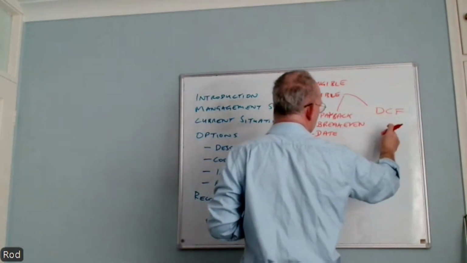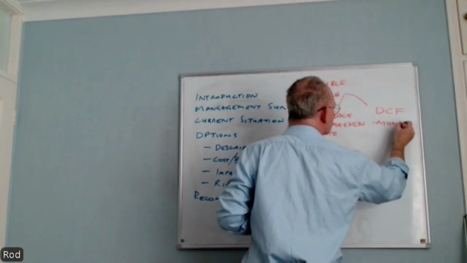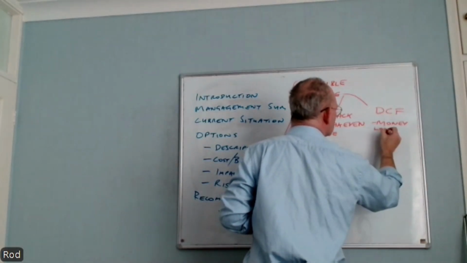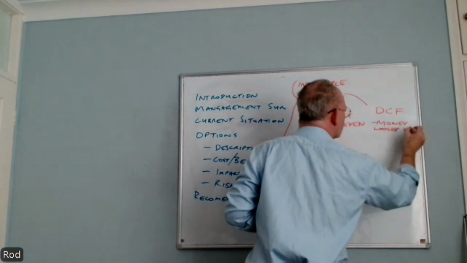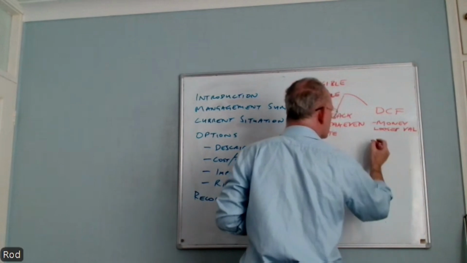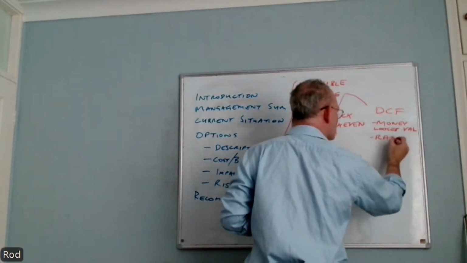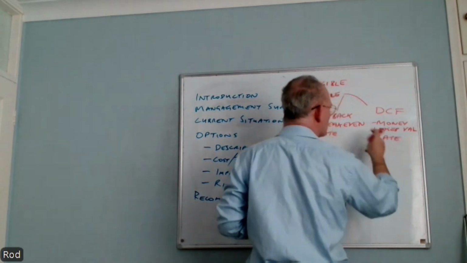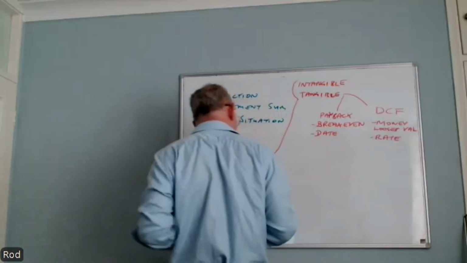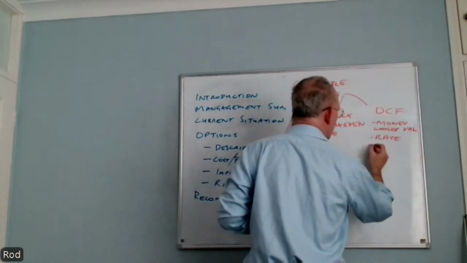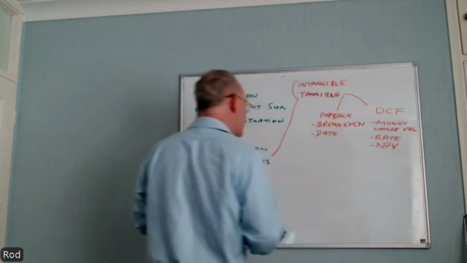For our discounted cash flow, money loses value. As money loses value, we want a rate that it loses the value at, and we need to calculate the fact that money in 4 years' time is not worth the same as it is today. So we will end up with a net present value, NPV.